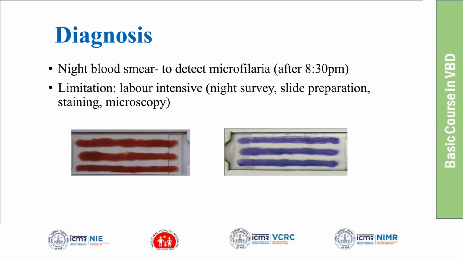So the most commonly used is your night blood smear. Basically, we collect the blood smear, nearly around 60 microliters, using a capillary tube. Usually we collect it only after 8:30 p.m. because the microfilaria is seen in the blood only in the night time, because of the peak of high biting rate during the night. So usually night blood smears are collected in the night after 8:30 p.m.